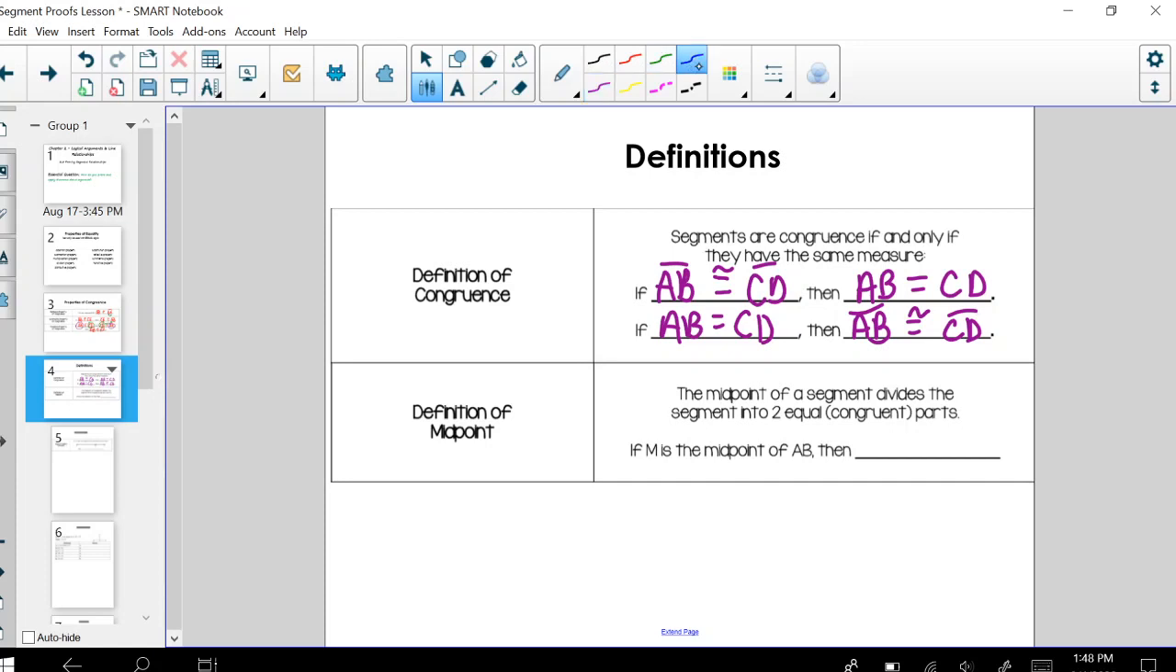Okay, and then the last definition we have here is the midpoint. So the midpoint is in the middle and it divides the segment into 2 equal and congruent parts. So if M is the midpoint of AB, I'm going to draw a picture down here just to help with what that would look like. So if I have AB and then I have M here in the middle and it's the midpoint, that would mean that those 2 segments there are congruent. So if M is the midpoint of AB, then AM is equal to MB. And that's our definition of a midpoint.